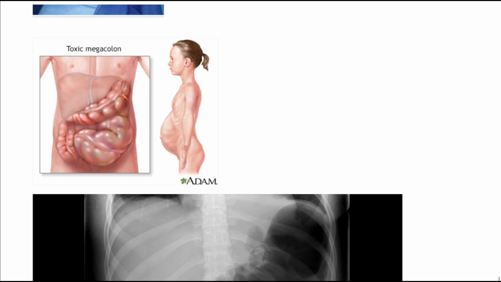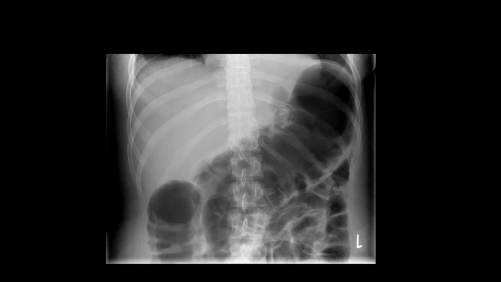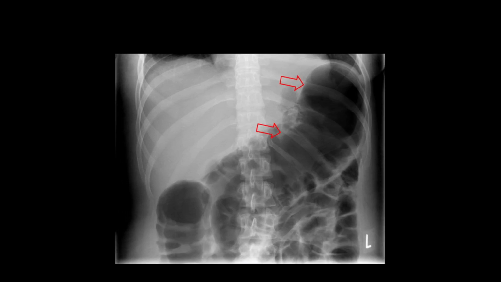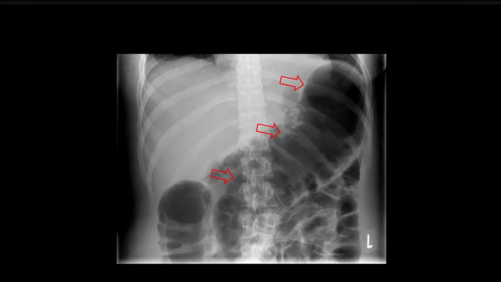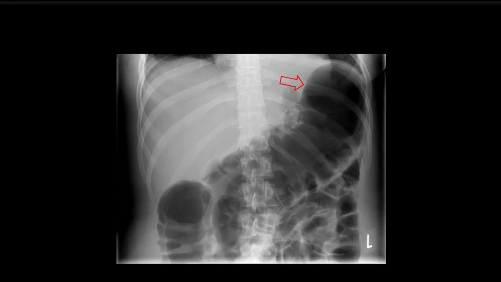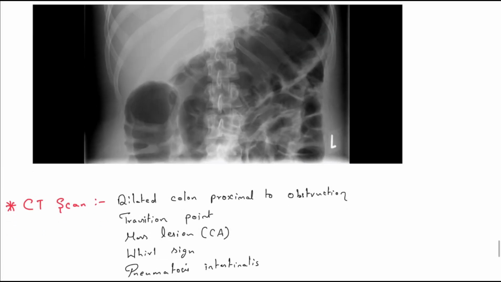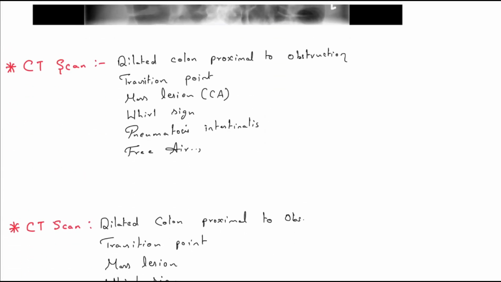so the toxic megacolon will be like this, and this is toxic megacolon. It's already marked here. Okay, so this is how a dilated colon will look. Okay, next we can do a CT scan.